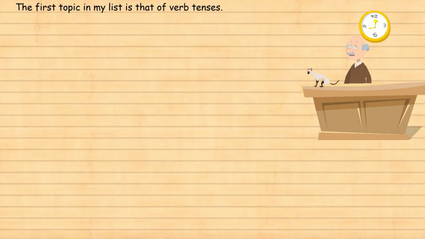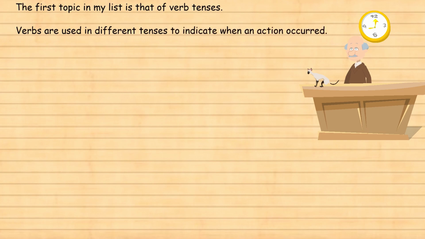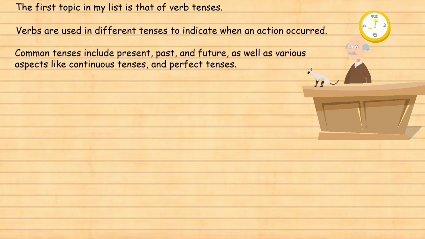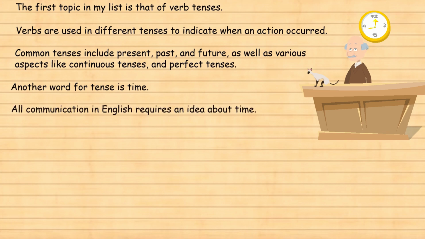The first topic in my list is that of verb tenses. Verbs are used in different tenses to indicate when an action occurred. Common tenses include present, past, and future, as well as various aspects like continuous tenses and perfect tenses. Another word for tense is time. All communication in English requires an idea about time.